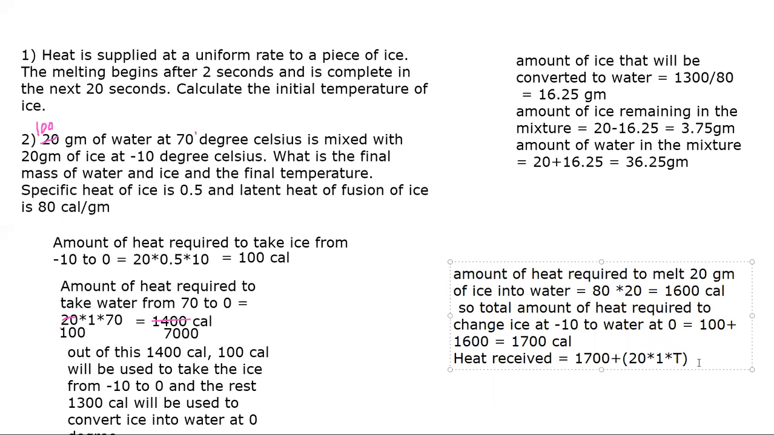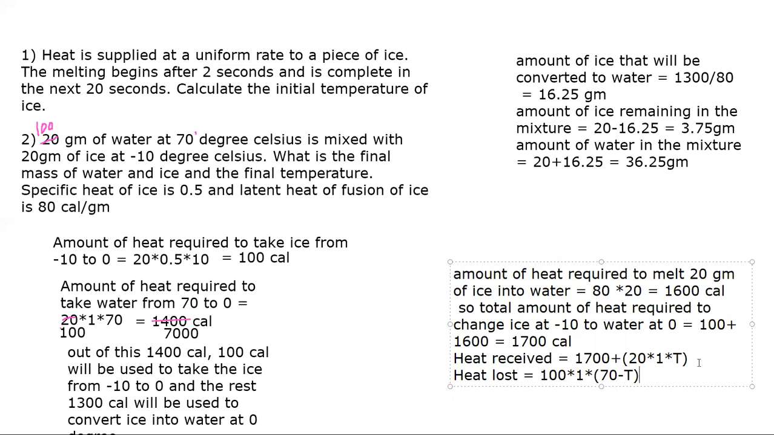And heat lost will be equal to, let the final temperature be capital T, 100 gram of water into specific heat 1 into its final temperature, 70 minus capital T. So if you now equate these two, according to the principle of calorimetry, heat lost is equal to heat received.